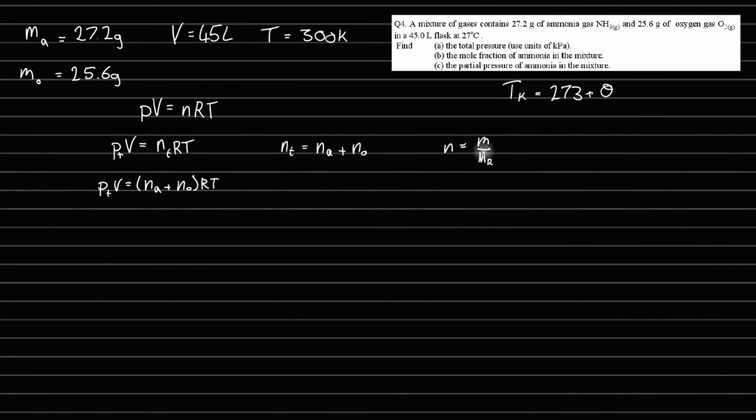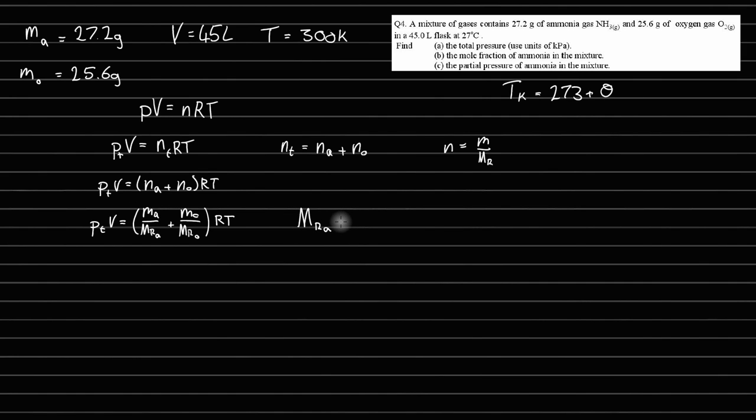is equal to the mass over the molar mass. I'm using this equation here as we're given the masses, which then leads us on to say that the number of moles of ammonia would be mass of ammonia divided by the molar mass of ammonia. And then that would be plus the mass of oxygen divided by molar mass of oxygen times RT. But what is the molar mass of ammonia?